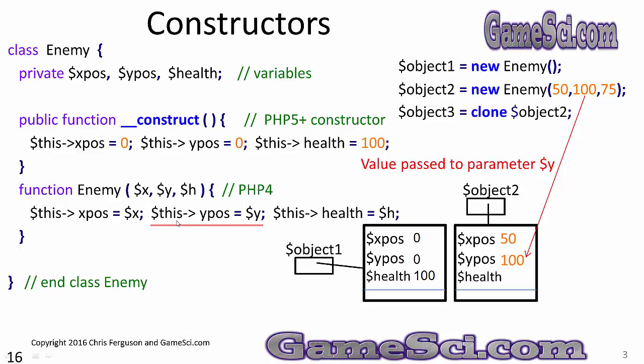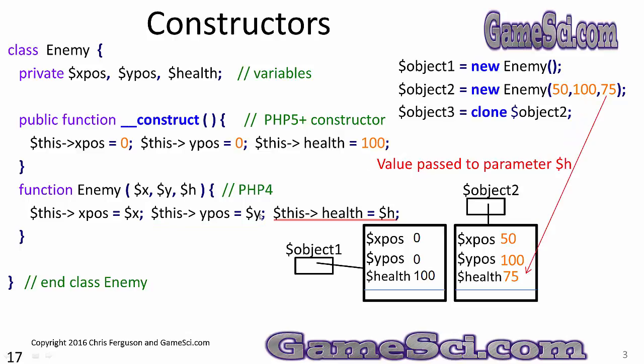Look at that. This object's y position variable equals the parameter $y. The 100 that was sent here is put into the y position variable. This allows the user that's building the object to set its variables while he's constructing it. Very handy to have. Again, we'll go to this object's health variable and set it to $H. $H is the third parameter, so that third argument, 75.